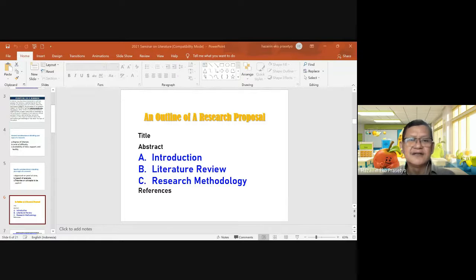In a research proposal seminar, your paper consists of 3 sections, not chapters, but sections. Okay, sections: introduction, literature review, and research methodology. Of course, you must also put in your paper your title and abstract, and also references. But the main body of your proposal consists of introduction, literature review, and research methodology.